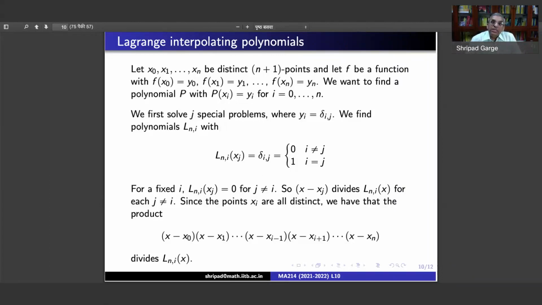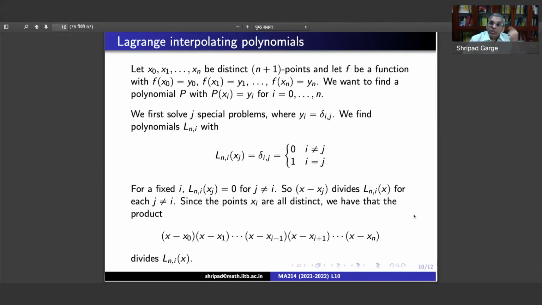What is the value of this polynomial at xi? It will be some non-zero value, because xi is not equal to any of these points. Remember, x0 up to xn are distinct n plus 1 points. So the value of this particular polynomial at xi will be obtained by putting x equal to xi, and we also know that it has to be non-zero because xi is not equal to xj for any other j.